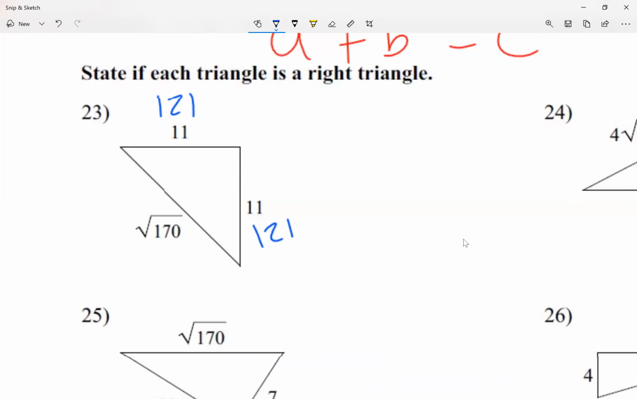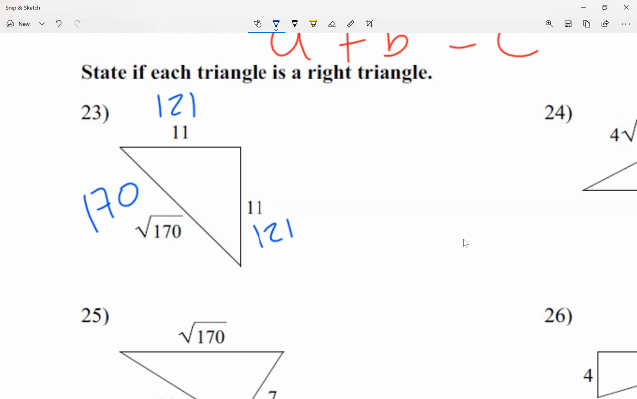Now, when we have a radical by itself, the radical 170, when we square it, this radical 170 times the radical 170 will give me 170. It's easy to square the radical. You just get the number on the inside. So I did a squared, b squared, and c squared. We can tell 170 is c squared, right? Because it's the biggest one.